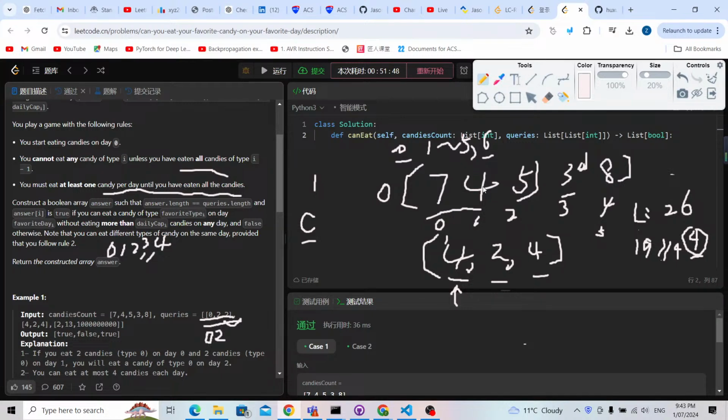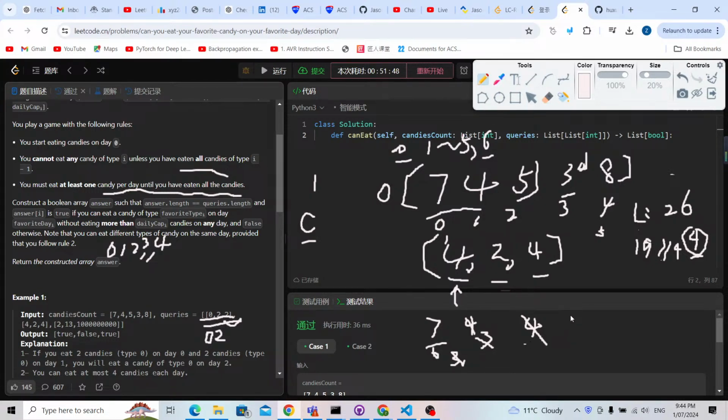I think I calculated wrong. It's all about mathematics. Let me recalculate it. For 7 and 4, on day 0, I finished this one and left 3, and on day 2, I finished this 3, and I finished this 4, left 3. This is on day 2, and on day 3, I finished this one, and for this 5, I finished 1, so I left 4. So this is on day 2, and on day 3, I finished this one. So this is on day 3.